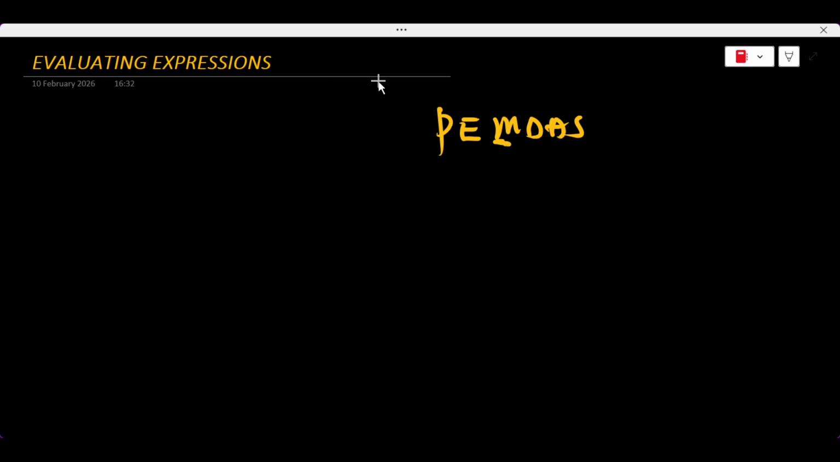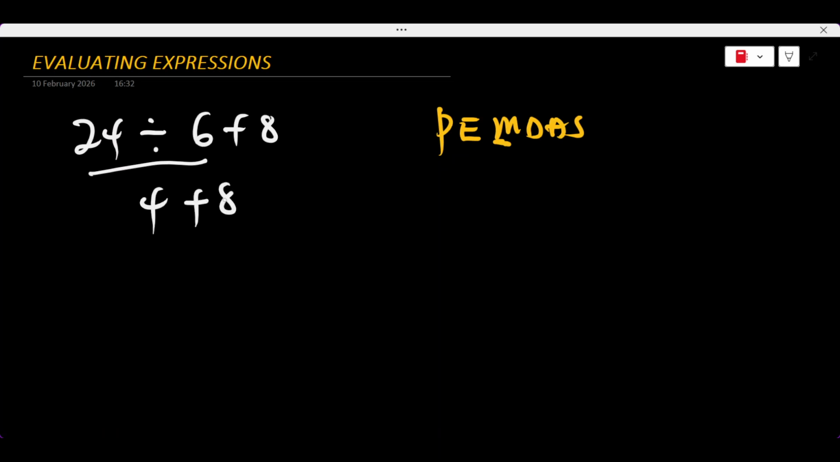All right. So let's look at another example. We have 24 divided by 6 plus 8. Now we don't have parentheses, we don't have exponents, we don't have multiplication, but we have division. So we solve the division first. 24 divided by 6, we have 4, and bring your plus 8. 4 plus 8 gives us what? 12. That's our final answer.